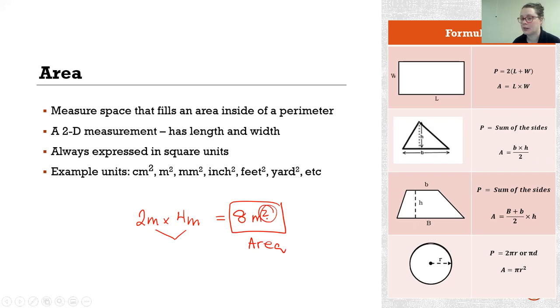Area will always have the squared for units. You may see it written a couple of different ways. Sometimes I'll do square inches like words or actually write it out. You will never see 12 inches squared like that. We do not use the symbols for squared when we do areas. So just one of those little things.